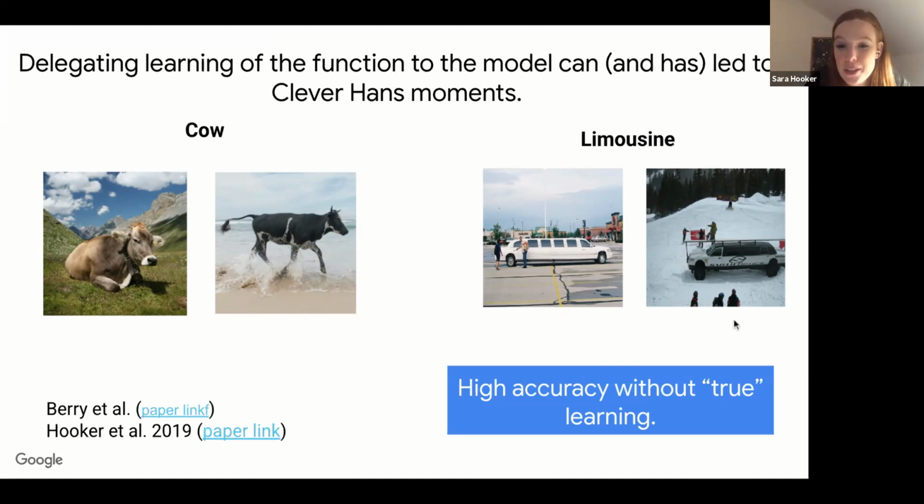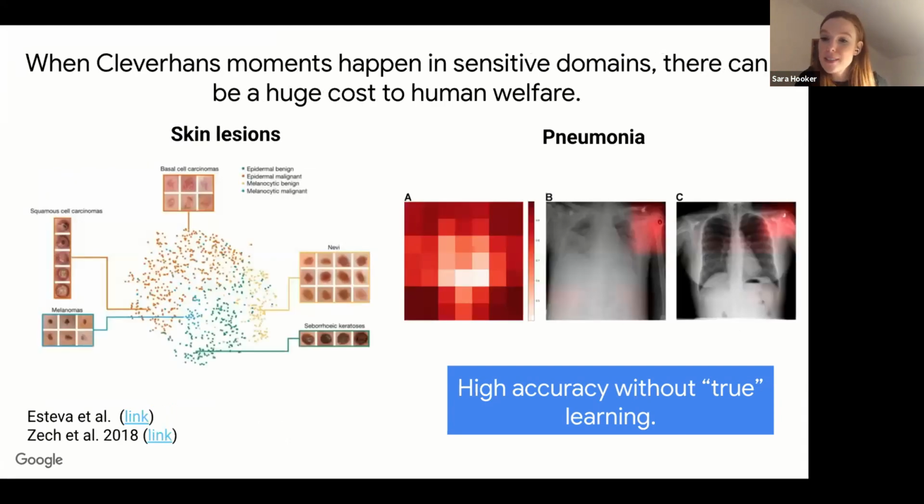What about the limo? Is it 1 or 2 that the model gets incorrect? Plenty of 2s. Okay, excellent. So this is, again, a limo on ice, which is very unusual and not part of our typical train distribution of a limo in an urban environment. Perhaps it's kind of laughable, but when this happens in sensitive domains, it can be a huge cost to human welfare. So here are 2 healthcare examples.